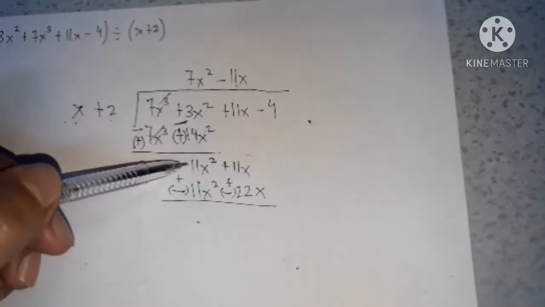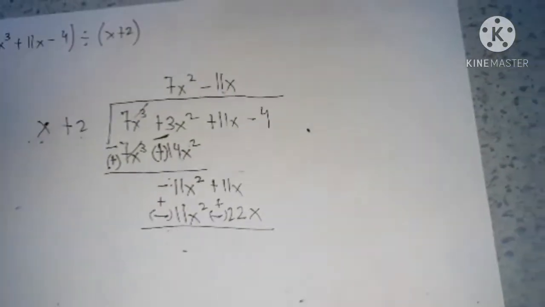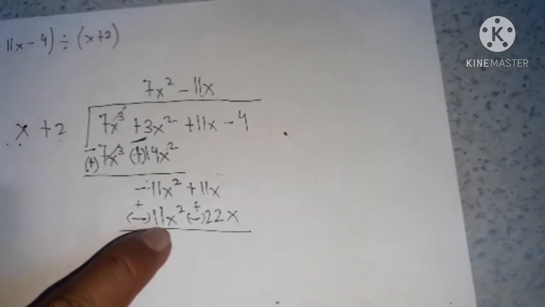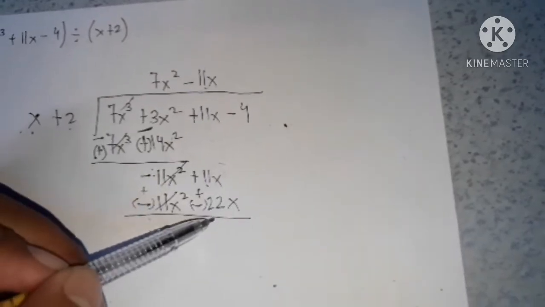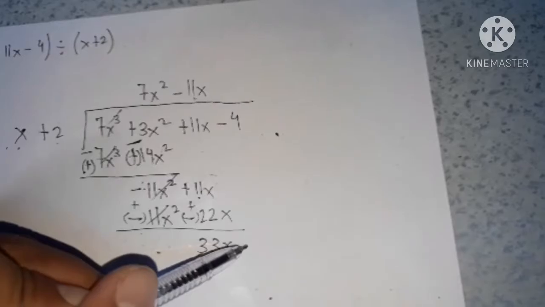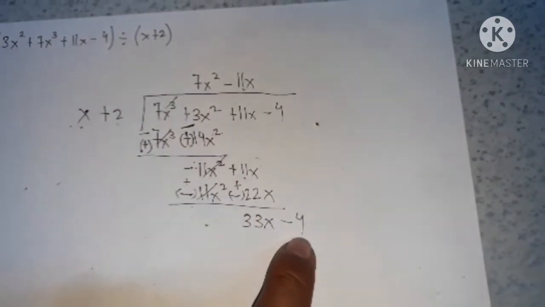So changing the signs, you have negative magiging positive. Proceed sa addition. 11x squared plus 11x. Again, you have negative 11x squared plus positive pala, sorry. So positive 11x squared, that is 0. And then positive 11x plus positive 22x, so that is positive 33x. And then bring down the constant term, negative 4.